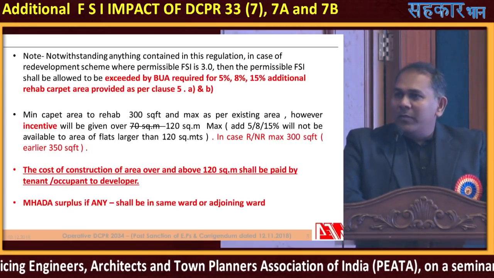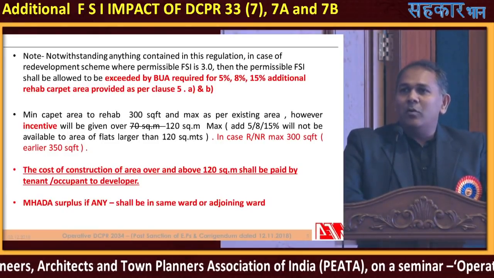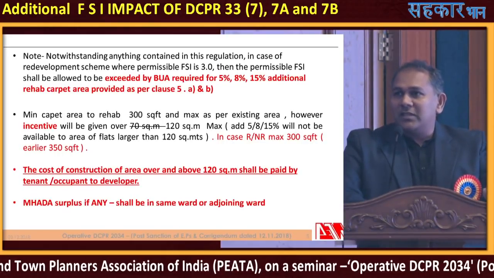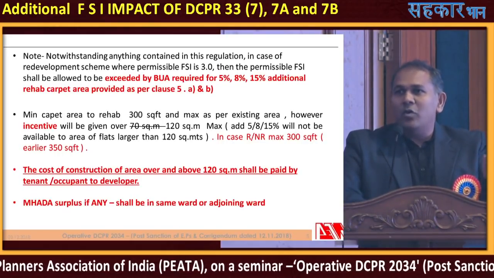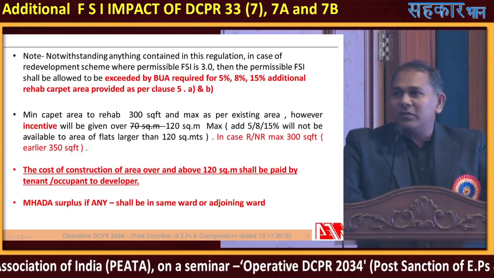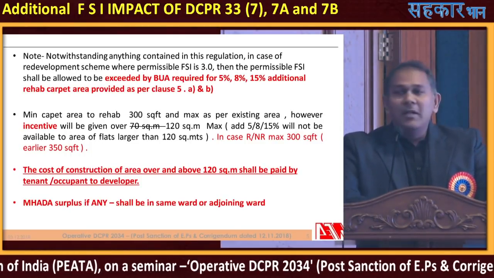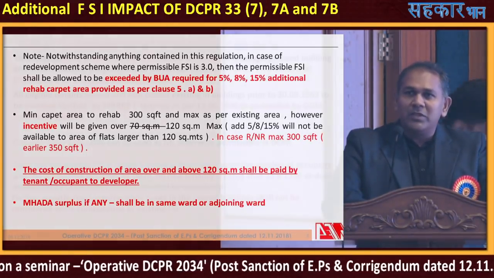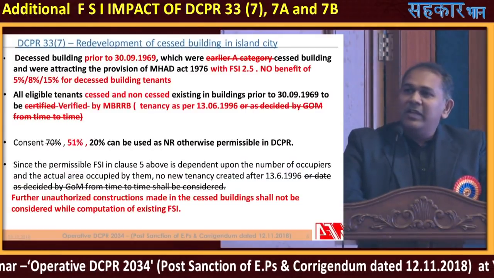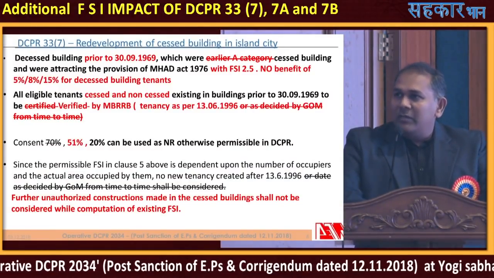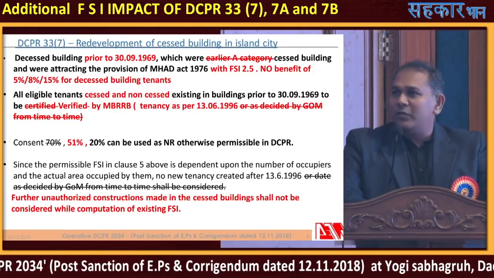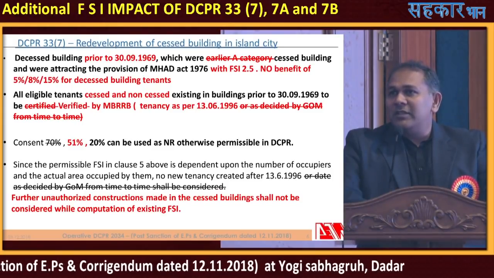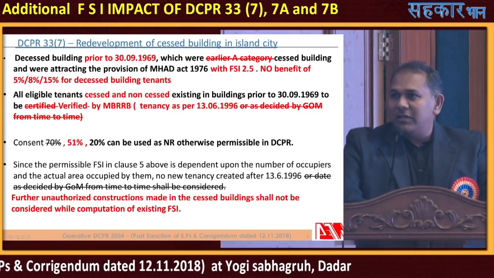There is a very important note mentioned here that if any tenement owns more than 120 square meters, he has to pay for the cost of construction, and it is 'shall', not 'can'. So there are no options made. He has to pay for the cost of construction for the additional area which is going back to him. The MHADA surplus, if any, can be given in the same ward or in the adjoining ward, so there are more options available now. Decessed buildings, that is buildings which were earlier cessed and now become decessed because of society formation, will get FSI of 2.5, not 3. And the benefit of 5, 8 and 15% is not given to this particular clause of regulation under 5C.